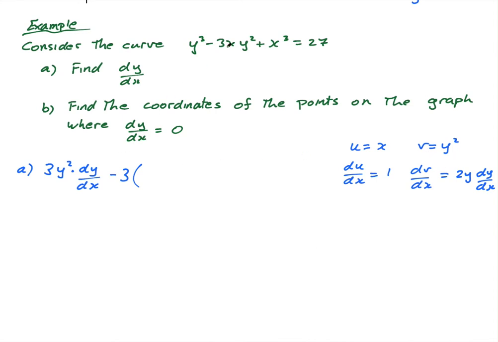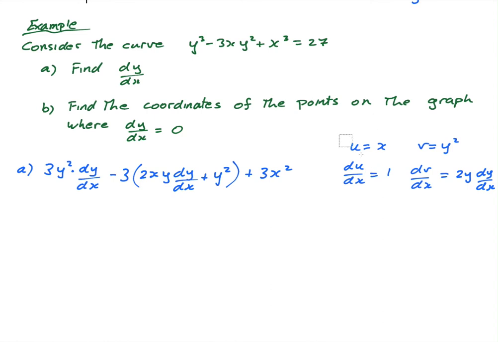Okay, now in the brackets, I'm going to put u times dv dx, x times dv dx, which is 2y. So if you don't mind, I'm going to put the 2 first. So it's 2xy dy dx. That's just this times this, plus v times du dx, which is just y squared times 1, which is just y squared. Close my bracket. Plus, what's the derivative of x cubed? Well, that's easy. It's just 3x squared.